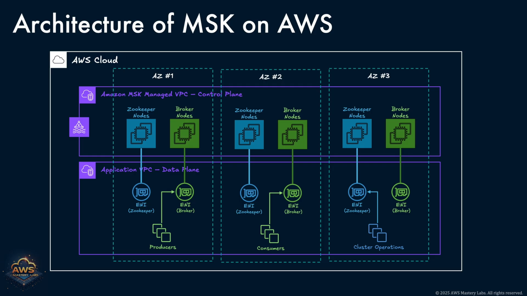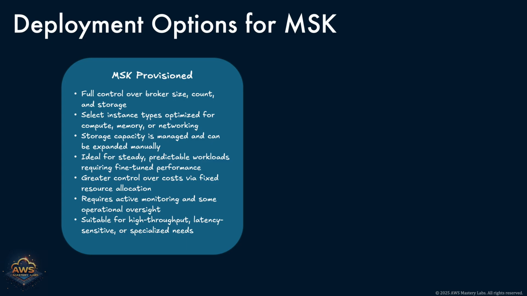Finally, the clear separation between the control plane and data plane not only enhances the security posture by isolating management operations from application data flows, but also offers greater operational flexibility. Amazon MSK offers two primary deployment options: MSK provisioned and MSK serverless, allowing you to tailor your Kafka architecture to your application needs. With MSK provisioned, you have full control over the architecture and configuration of your Kafka clusters.